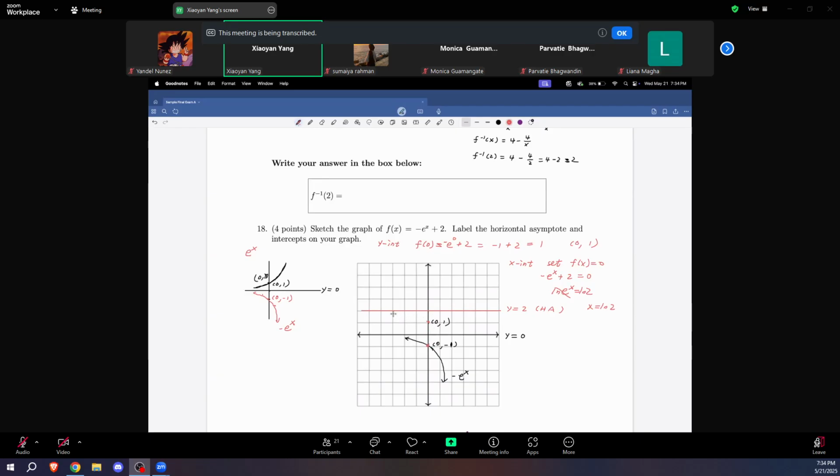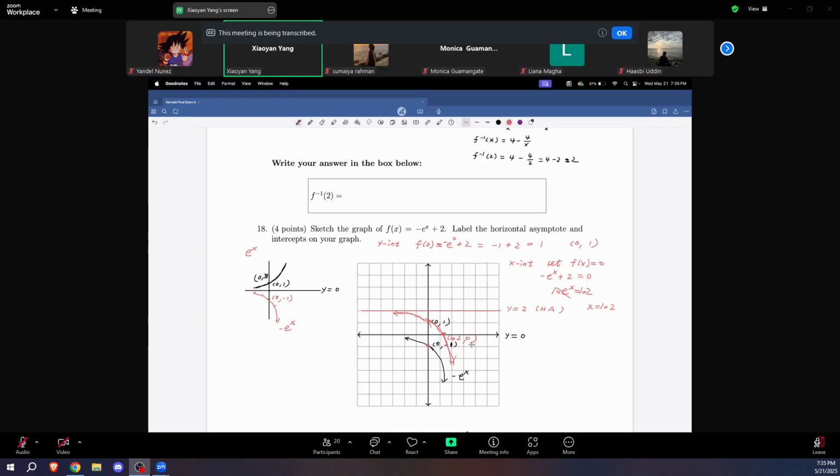So in the test, you might not know what ln 2 means. Even if you say, I have no idea what ln 2 means, you can just roughly say ln 2 is less than 1, around 0.7 something. Even if you don't know, doesn't matter. You don't have to know what ln 2 equals. You just label here as (ln 2, 0). That's fine. You will earn the full credit.